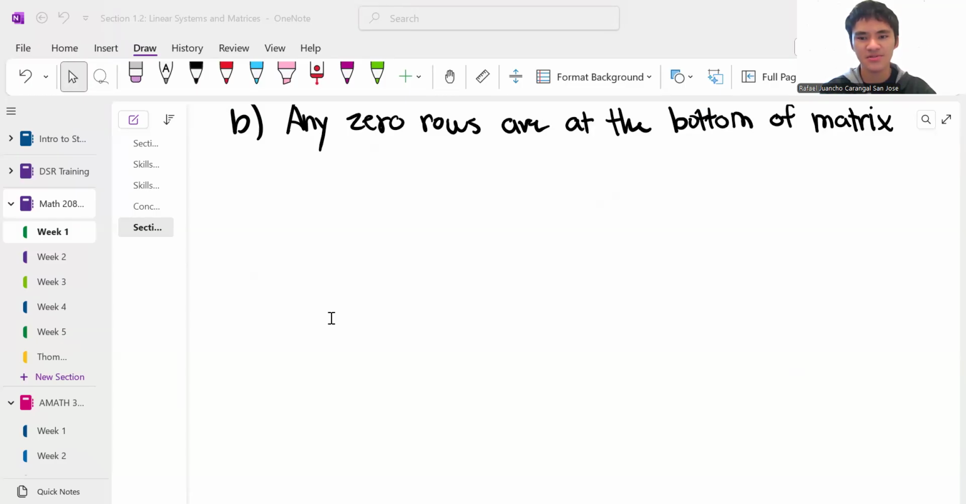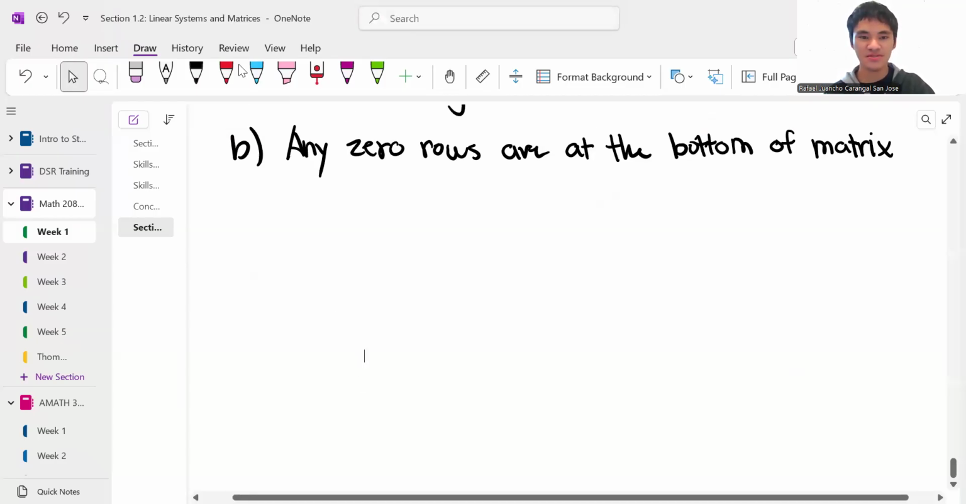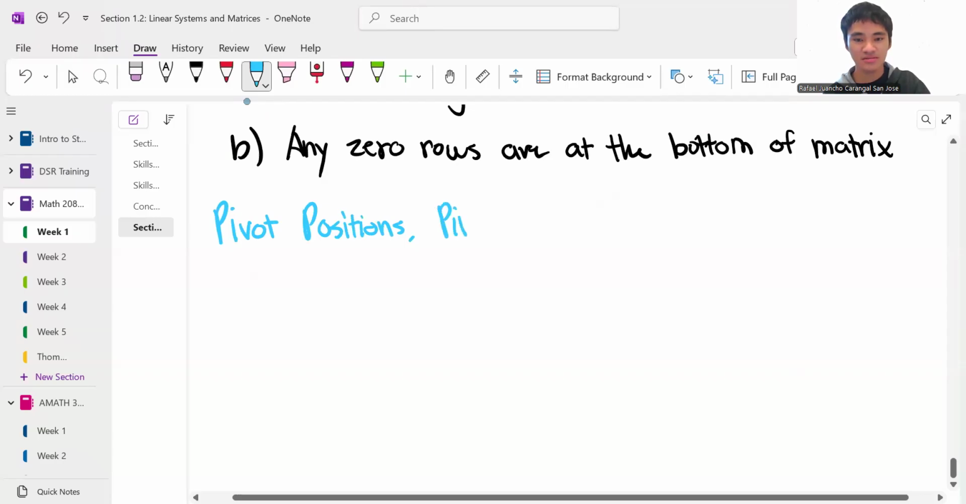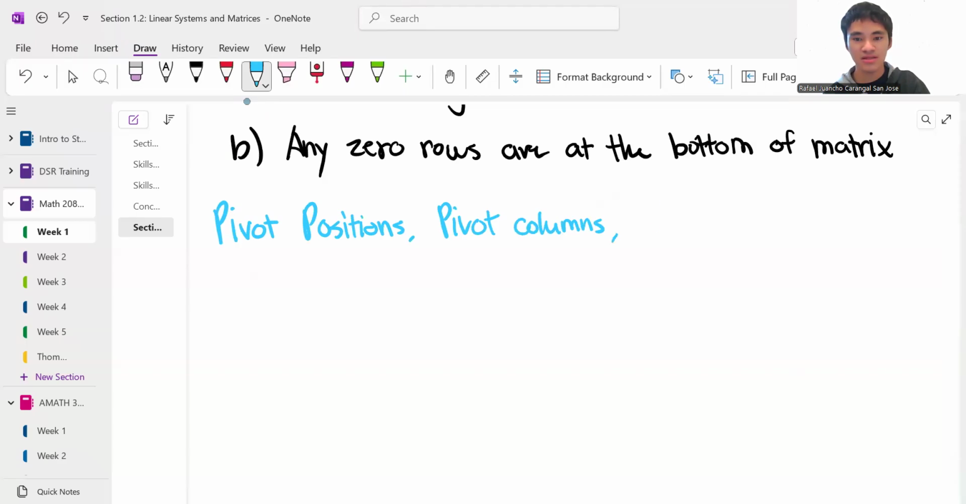We have some examples. I'm not going to show them anymore because we already looked at them. Let's talk about a few more definitions. We're going to talk about what exactly are pivot positions, pivot columns, and then just the pivot. So what exactly are pivot positions?